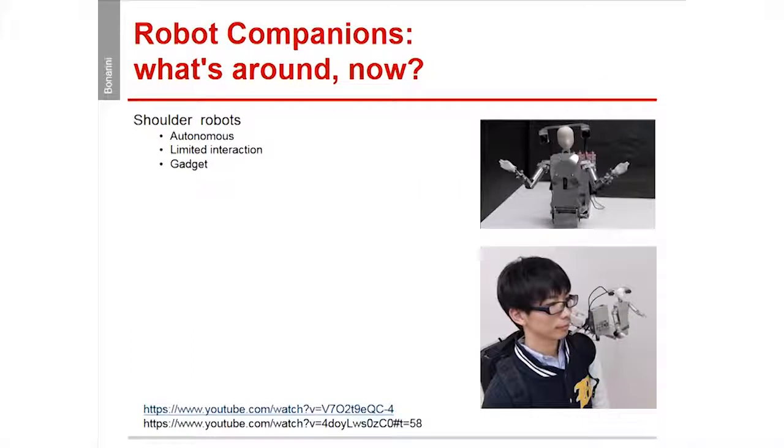Another kind of emerging companion, which is a strange one, is this kind of thing. Things that you can put on the shoulder like a bird. In this case it is a person, but we have seen a bird at a maker fair.